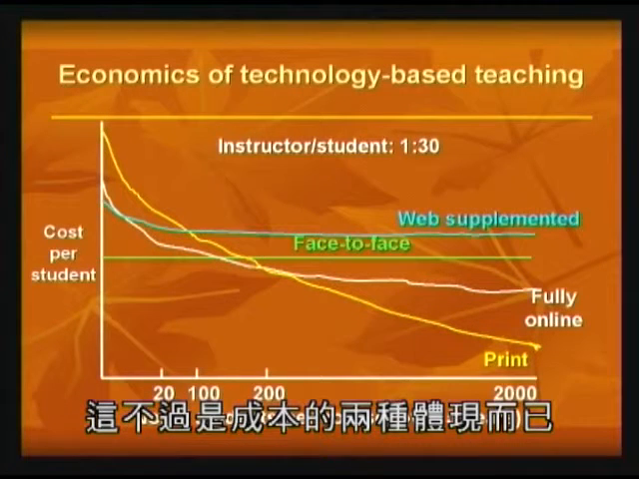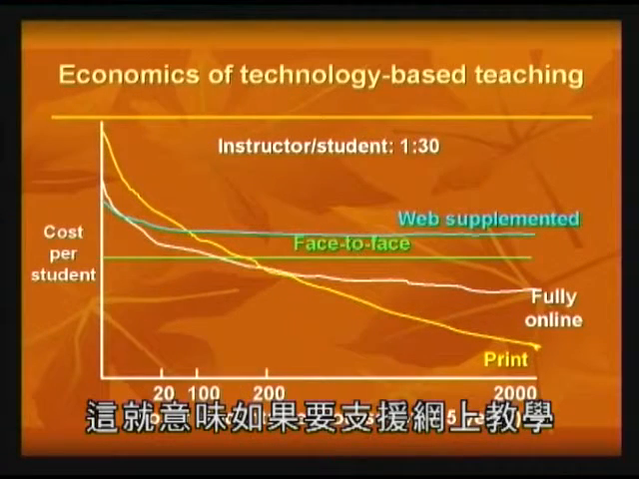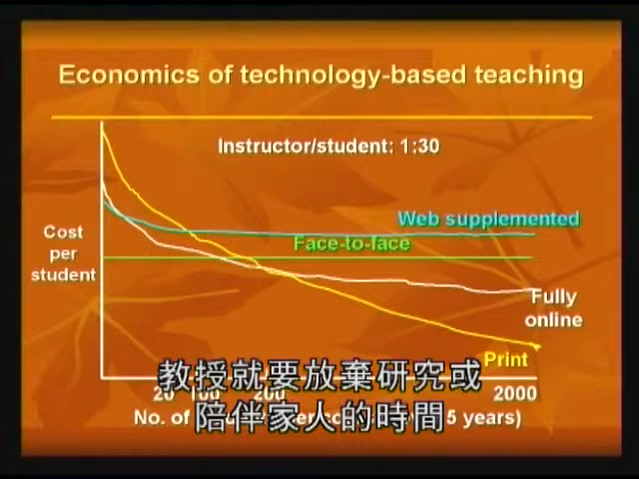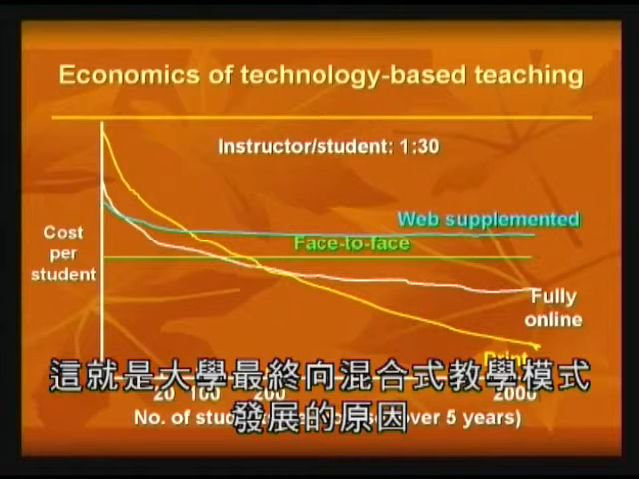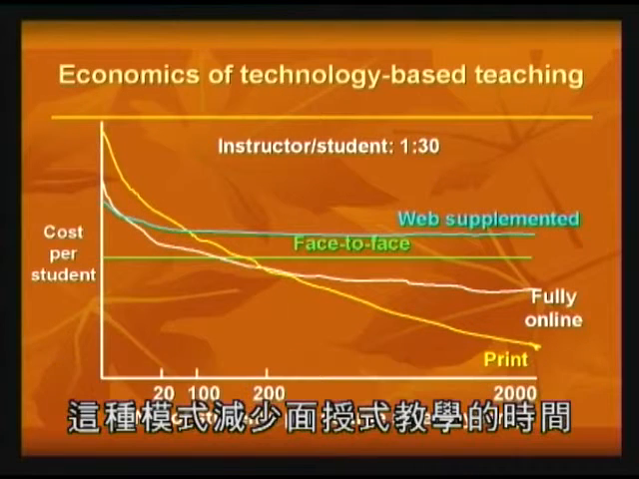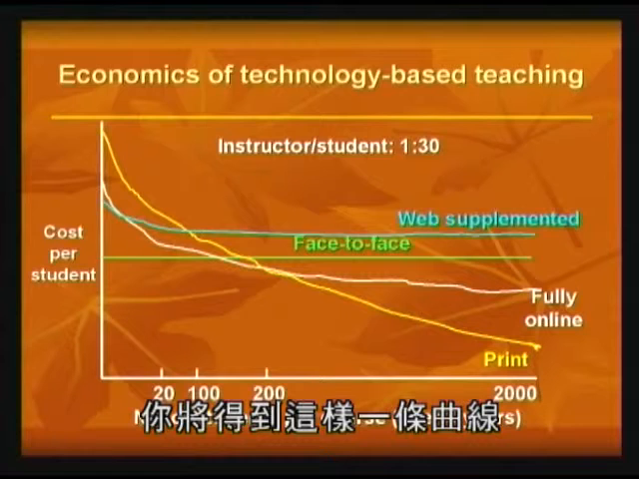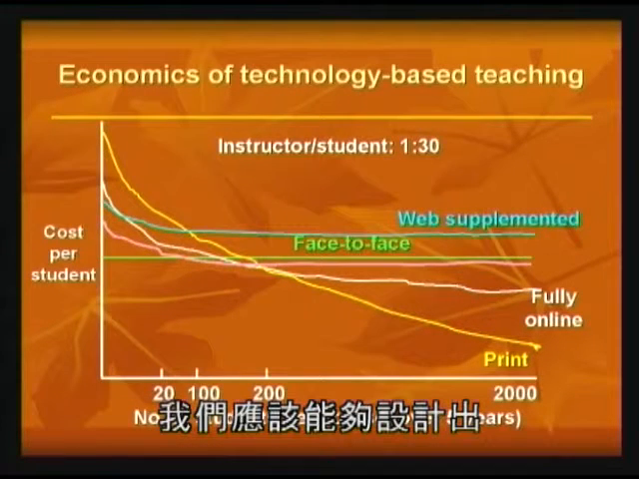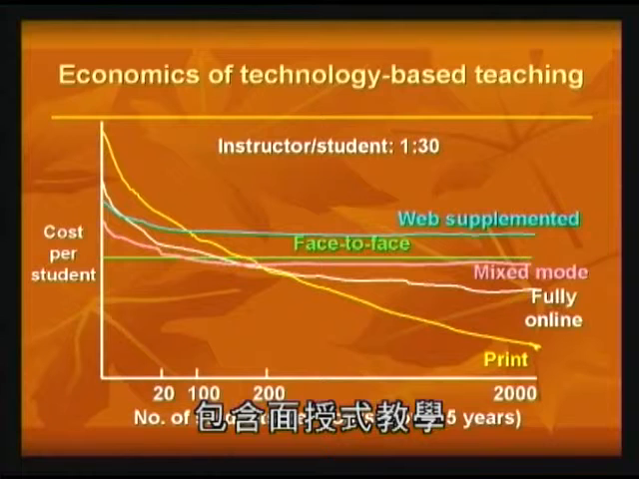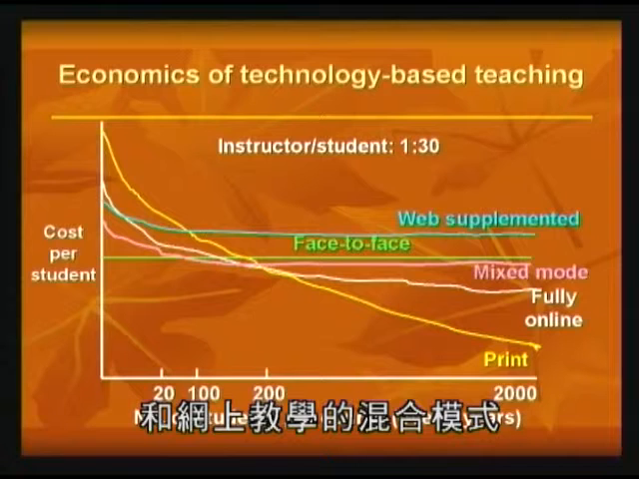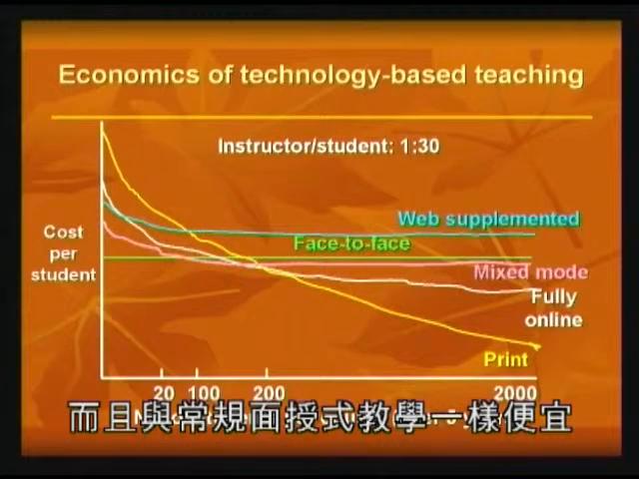It's a cost in 2 ways. If it's a research university, it means they're either giving up some of their research time or some of their family time in order to provide web-supported learning. And that's why I think in the long run, we will see more movement towards the mixed mode, where we reduce some of the face-to-face teaching time to allow the professor to compensate for the time creating the materials online. And we get a curve something like that. I don't know if you can see that, but so we should be able to design a mix of face-to-face and online courses that shouldn't be any more expensive than regular face-to-face teaching.